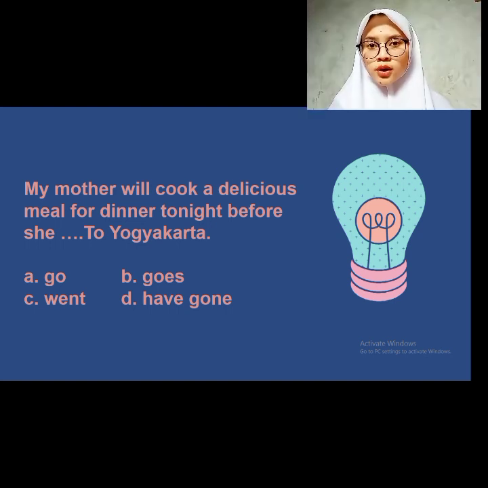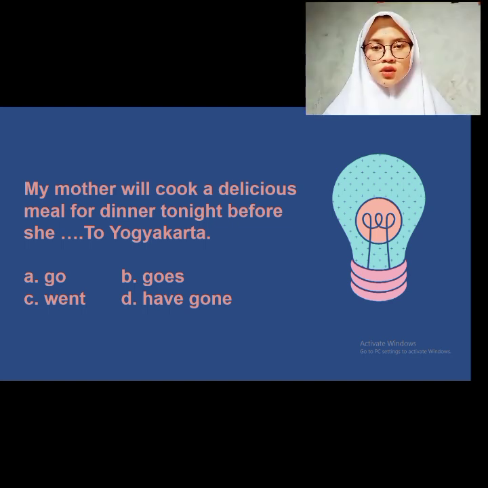The sentence above requires a verb because there is already a connector, namely before. We can see the main clause before the word before uses the future tense formula, which means it requires verb 1. So the correct answer is B. This is because the subject is she, so the form of go becomes goes, while answer C is verb 2 and D is have plus verb 3.